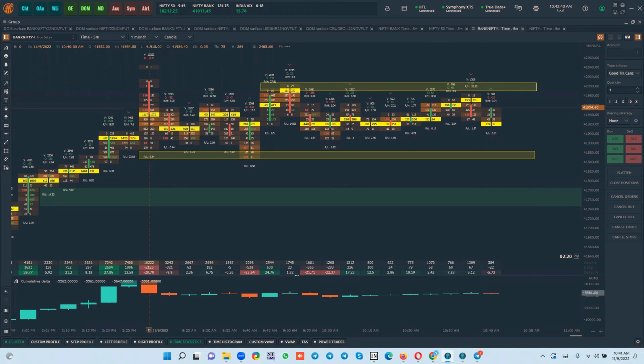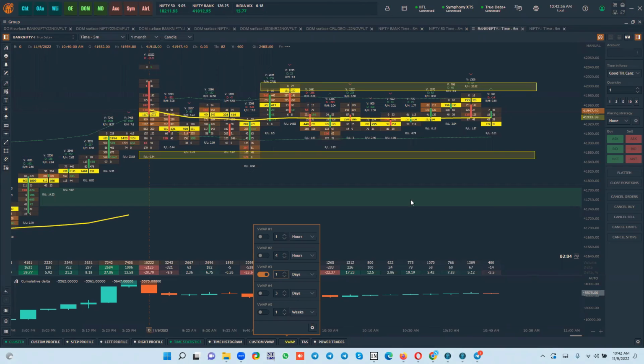Can we add VWAP on this? Yeah, so VWAP is possible to do anywhere. On any chart you can add VWAP. You can add custom VWAP, you can add regular VWAP, no problem. Okay, right. Thank you.